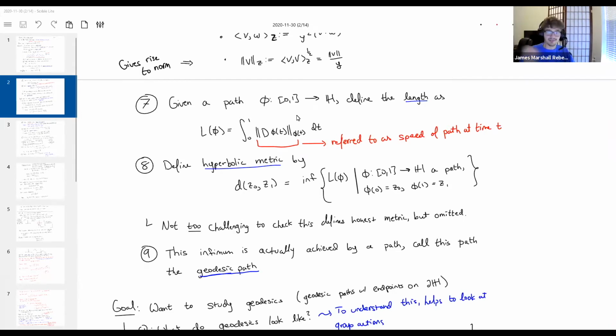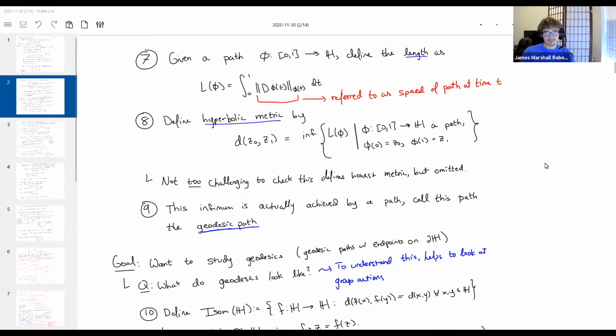A question that you might ask yourself when you see this metric is whether this infimum is actually achieved by something. The answer is yes, it's achieved by a path called the geodesic path. This is the length minimizing curve connecting 2 points in the hyperbolic plane. Okay, so that's the crash course on the really basic stuff.